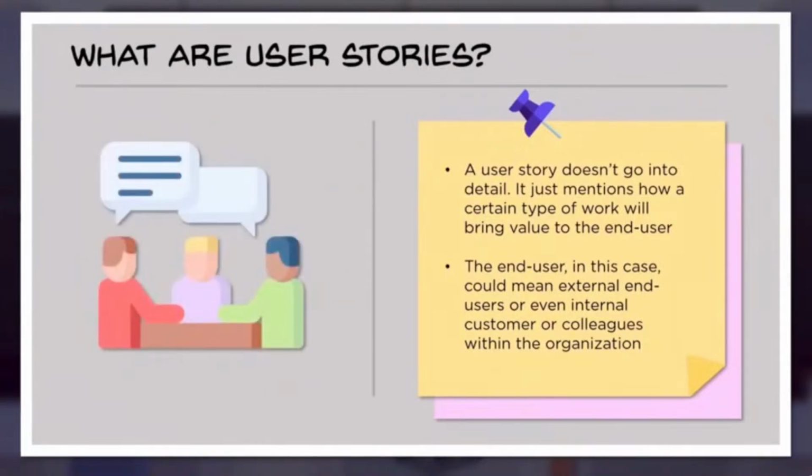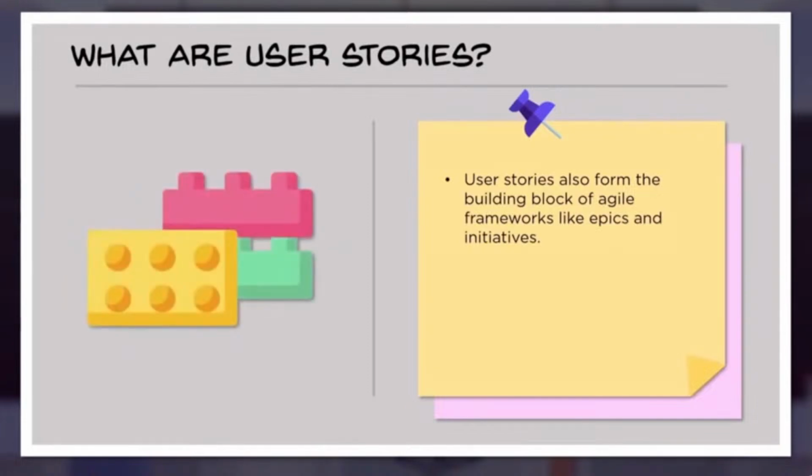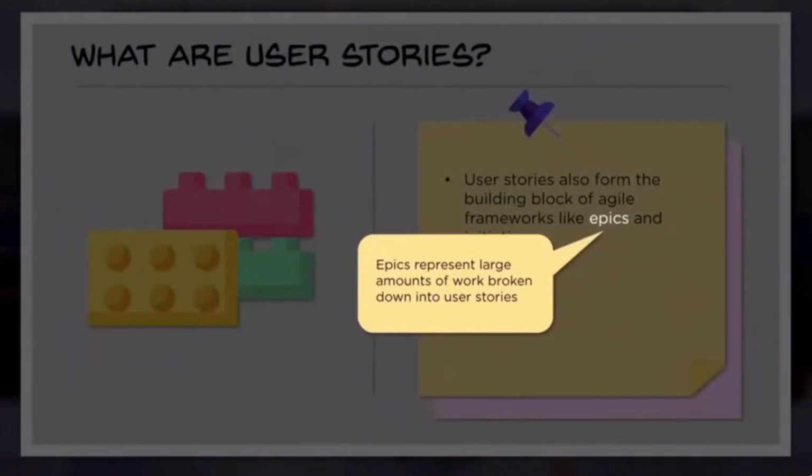So a user story should explain this very briefly, so that it helps in visualizing what kind of interface has to be provided and why this particular role would use it. That is very important. User stories also form the building blocks of agile frameworks like epics and initiatives. So what are epics? What are initiatives? Let us look at it. Now epics refers to the group of user stories, where a large amount of work is broken down into user stories.